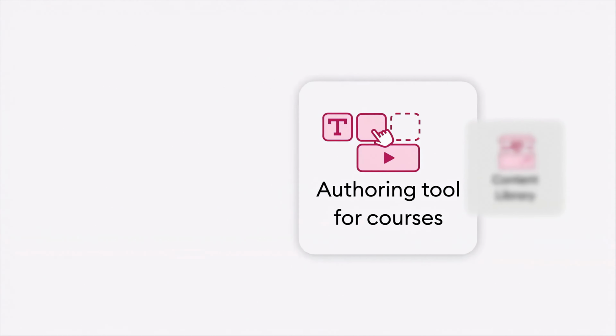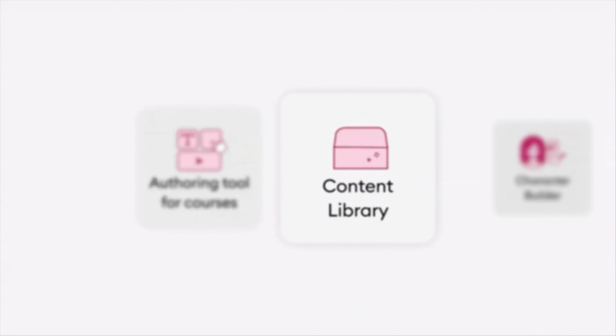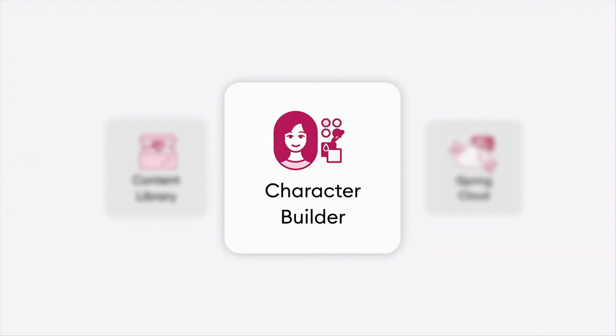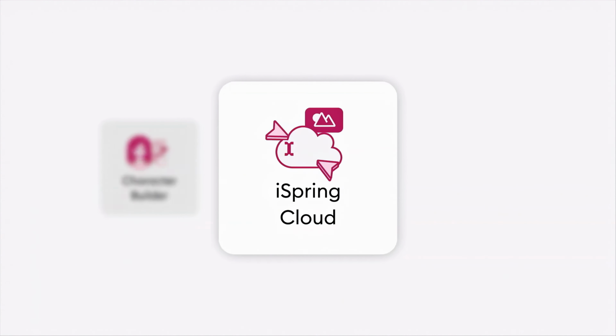With iSpring Suite AI, you get an array of tools, including iSpring Suite itself, which is a powerful PowerPoint-based authoring tool for courses, quizzes, role plays, and more. You also get Content Library with thousands of e-learning assets, templates, and characters, Character Builder for creating your own custom characters, and iSpring Cloud, an online cloud space for storing, sharing, and collaborating on your content.